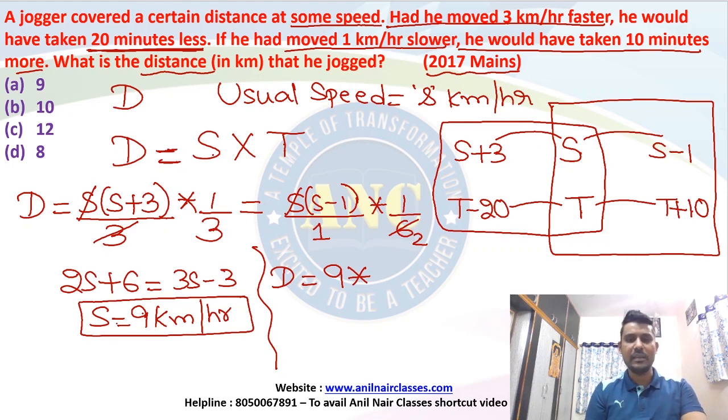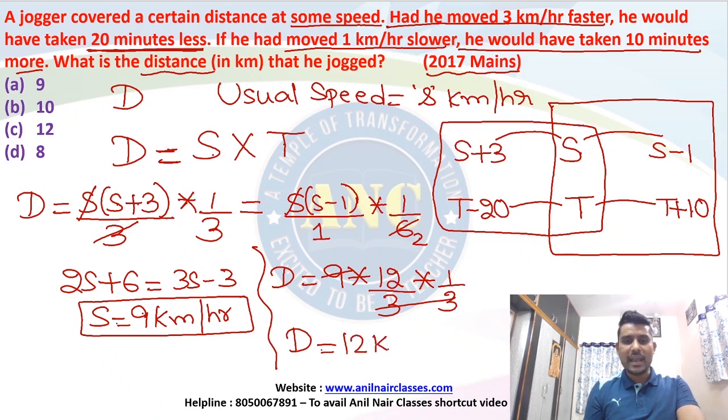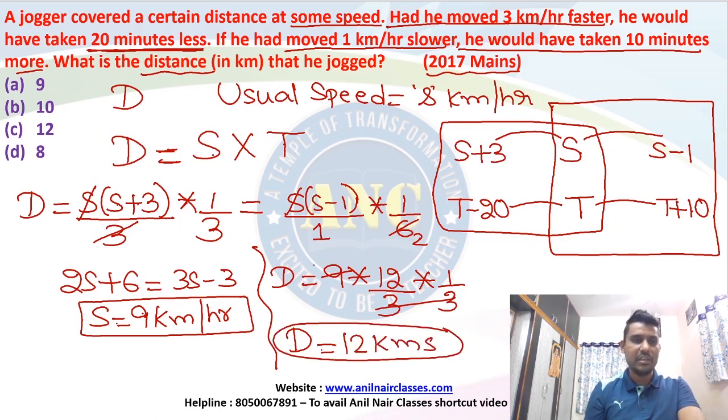So distance is basically 9 into 9 plus 3 divided by 3 into 1 by 3. That is nothing but the distance value. 9 into 9 plus 3 is 12. I am just substituting and simplifying, divided by 3 into 1 by 3. I hope you are getting it. So 9 cancels with 9 and you are left with 12 kilometers as the distance. So the final answer for this question is 12 kilometers, which is option C. I hope this method is very clear. I know that it involves a little bit of variables.